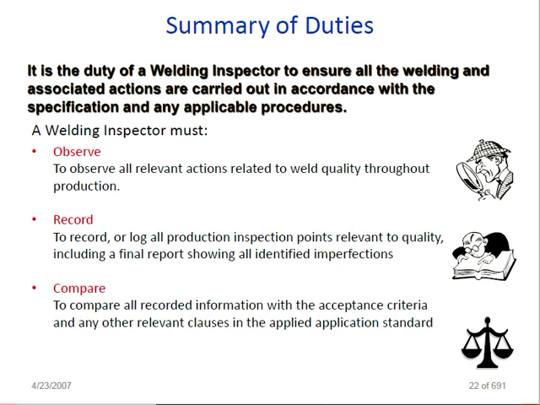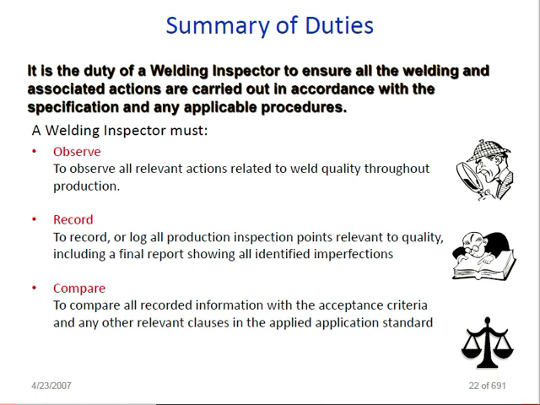A welding inspector must observe, and there are 3 points. This is very important in CSWIP 3.1. What are the 3 points for a welding inspector? Observe, record and compare. First, observe means you are observing the welding, and in that you observe all relevant actions related to the weld quality throughout the production.